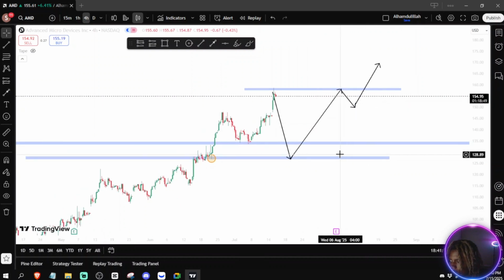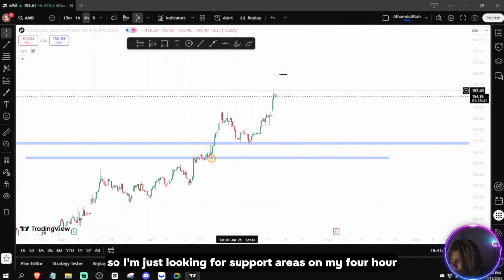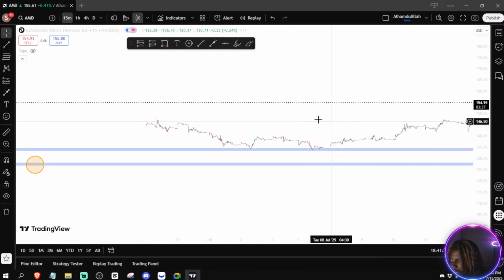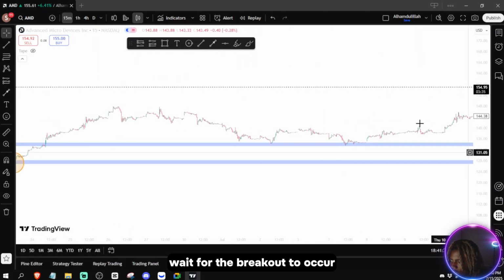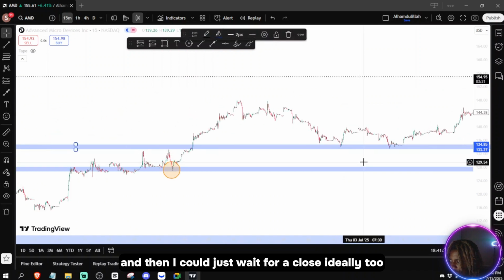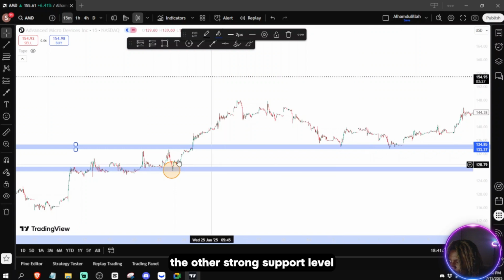Boom. Okay. So I'm just looking for support areas on my 4-hour. And then after that, I can go to my 15-minute, wait for the breakout to occur, and then wait for a close, ideally too. And then you should be able to just take it down to the other strong support level.